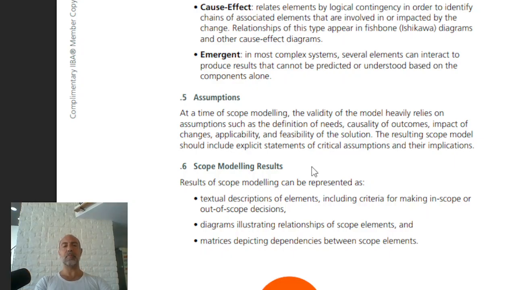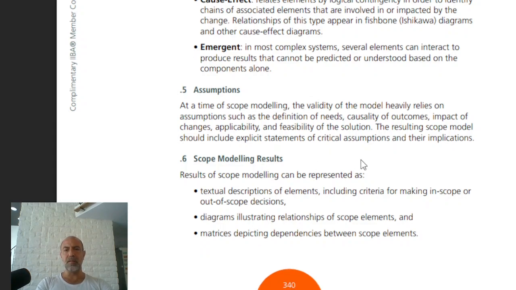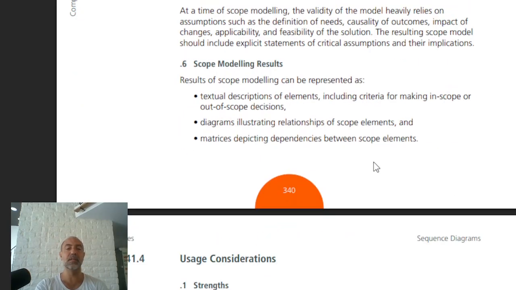And number 5, there's assumptions. At the time of scope modeling, the validity of the model heavily relies on assumptions such as the definition of needs, causality of outcomes, impact of changes, applicability and feasibility of the solution. The resulting scope model should include explicit statements of critical assumptions and their implications. Remember, anytime you're assuming something, you're assuming risk with it, or you're creating risk with it. So keep that in mind.